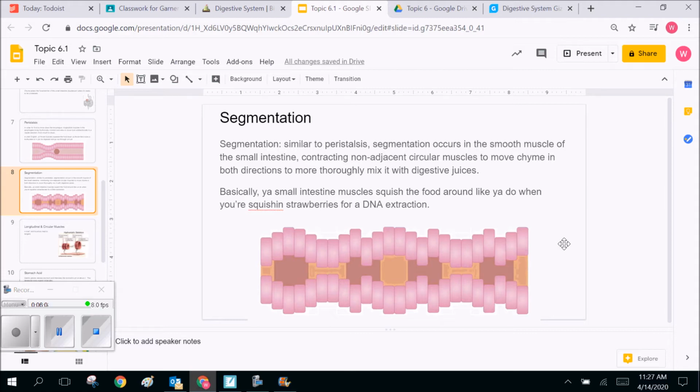So if you remember when we did the DNA extraction, we put the strawberry in the bag, and then we closed up the bag, and we squished the strawberry all around. That's basically what's happening. We're squishing the food back and forth to make sure that we've gotten all the surface area, we've collected everything that we need before we move it on.